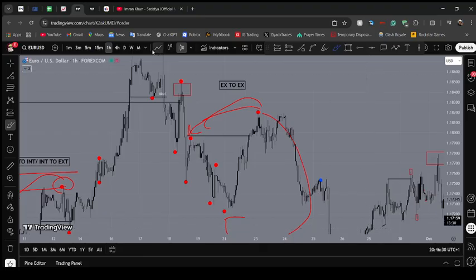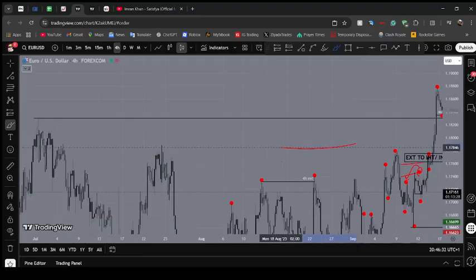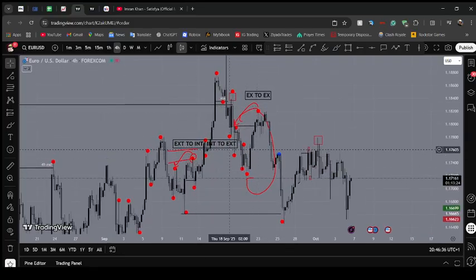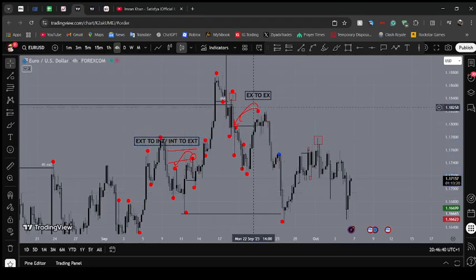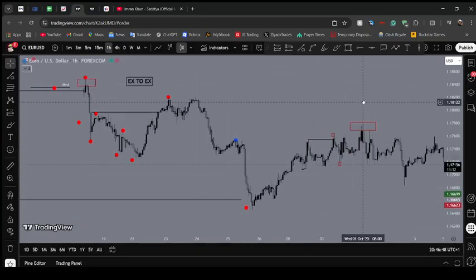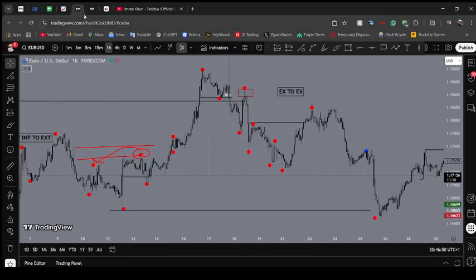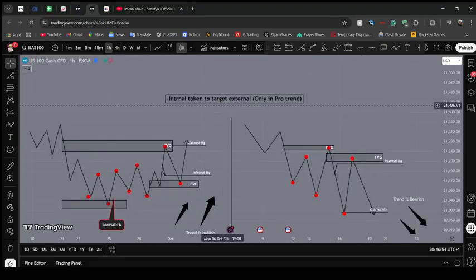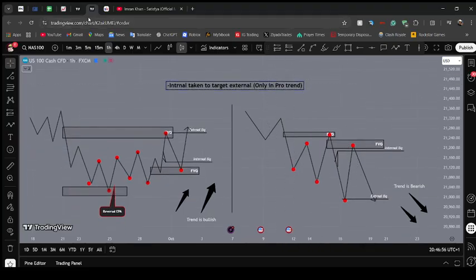So this is when, if I go to the 4 hour, as you can see from here, when this high swept this external, it just continued to go lower because it's an expansion trade like we mentioned on that chart. And next one is when internal is taken to target an external, only in a pro trend.